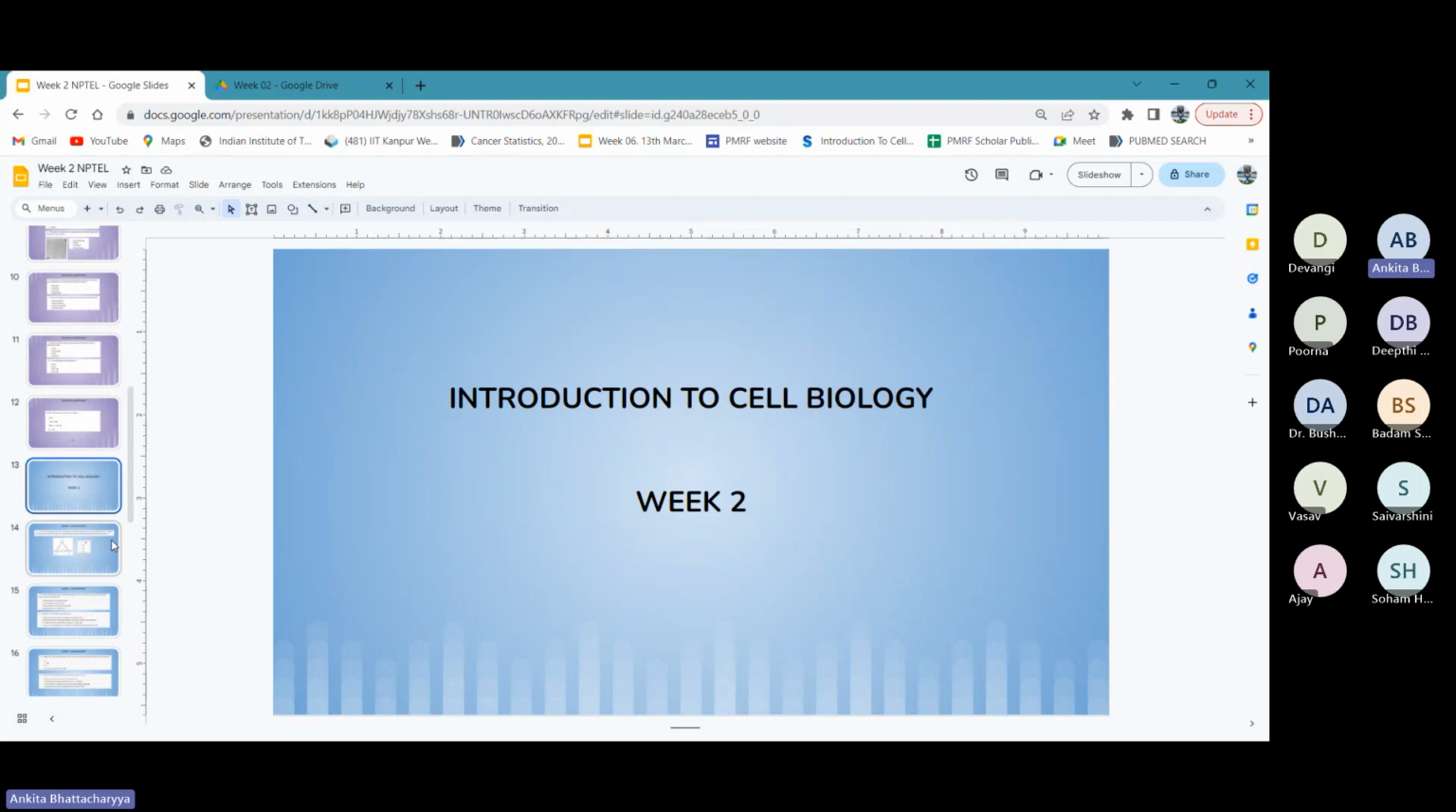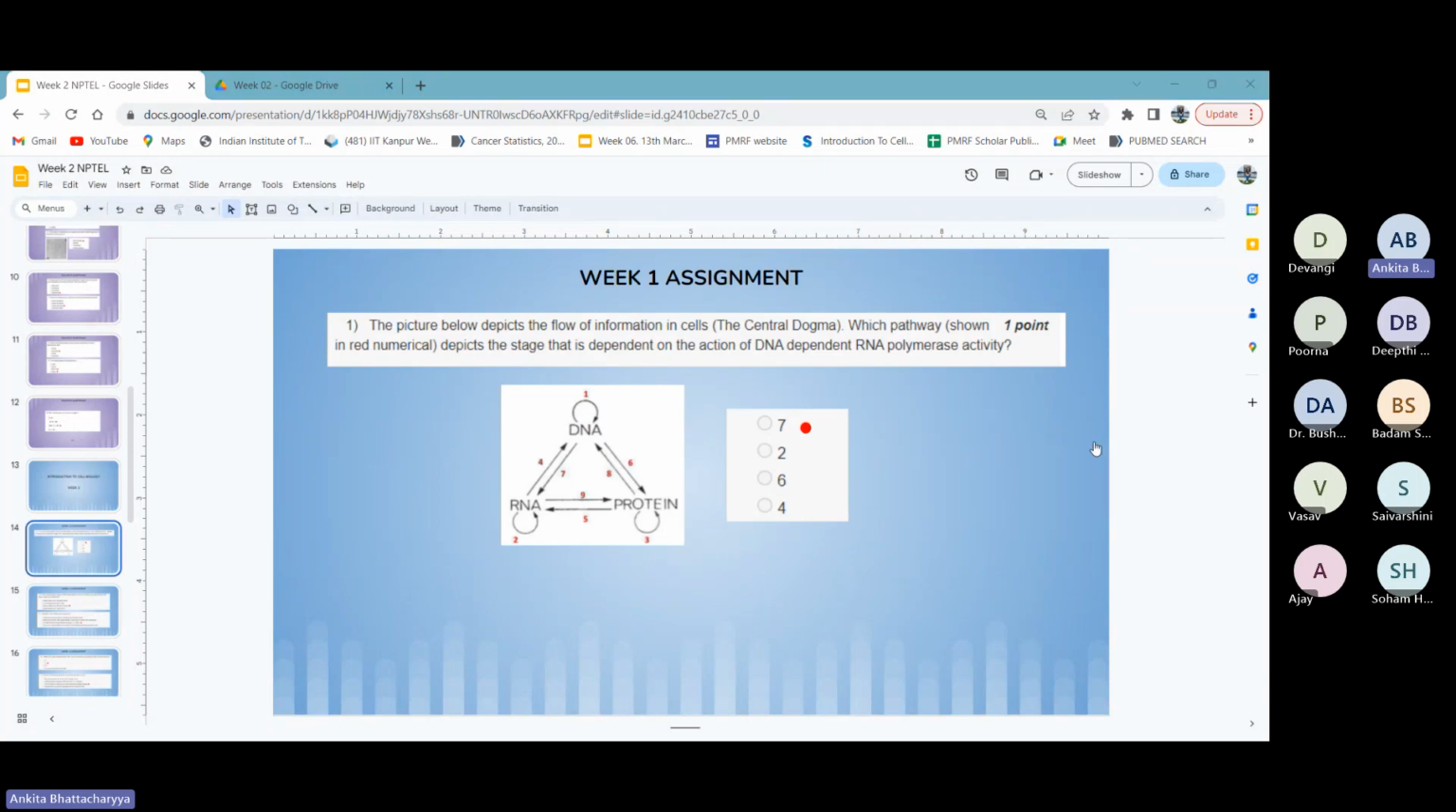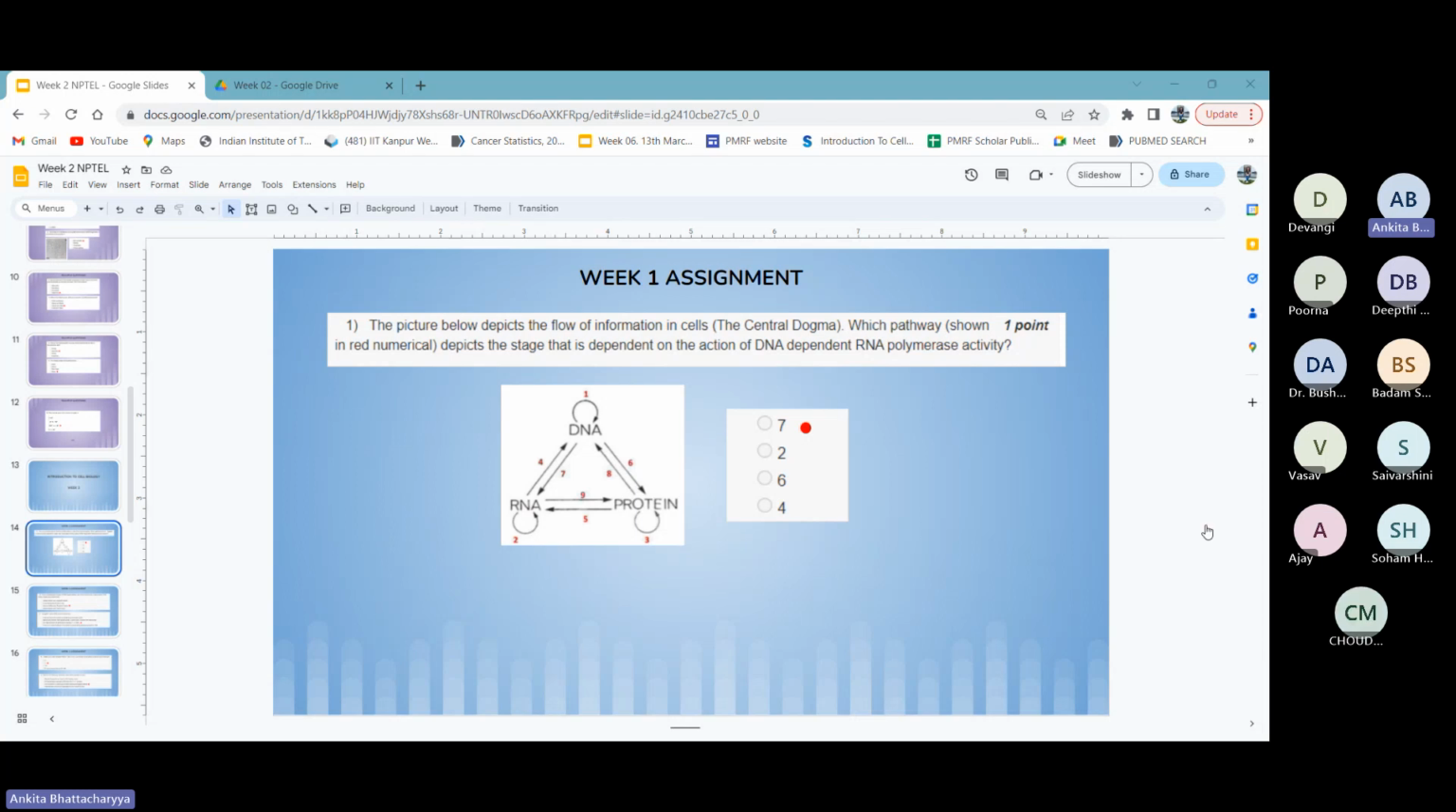So for the assignment questions of week one, under the week one assignment, the first question had given the similar structure of the central dogma as we have already seen. There we were asked, the picture below depicts the flow of information seen inside cells, that is the central dogma, which pathway depicts the stage dependent on the action of DNA-dependent RNA polymerase activity. Like we had discussed in the last class, if you consider a Xerox machine, which takes one paper as the input and prints out a copy of that paper as an output, then that is a DNA-dependent DNA polymerase.